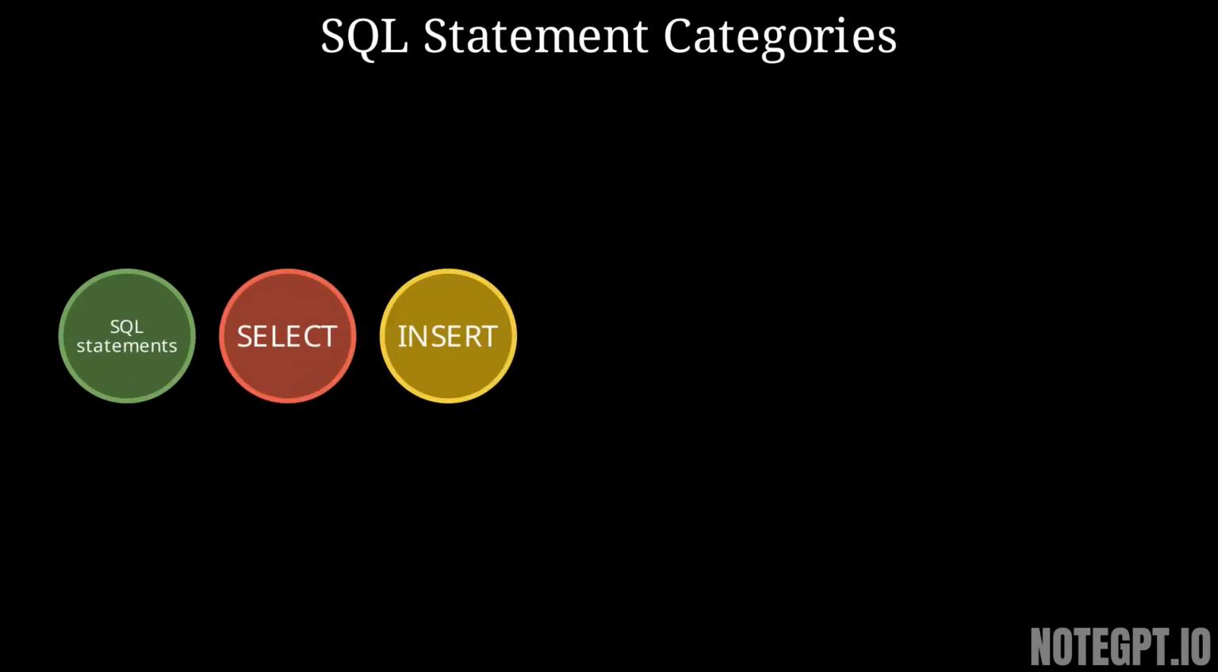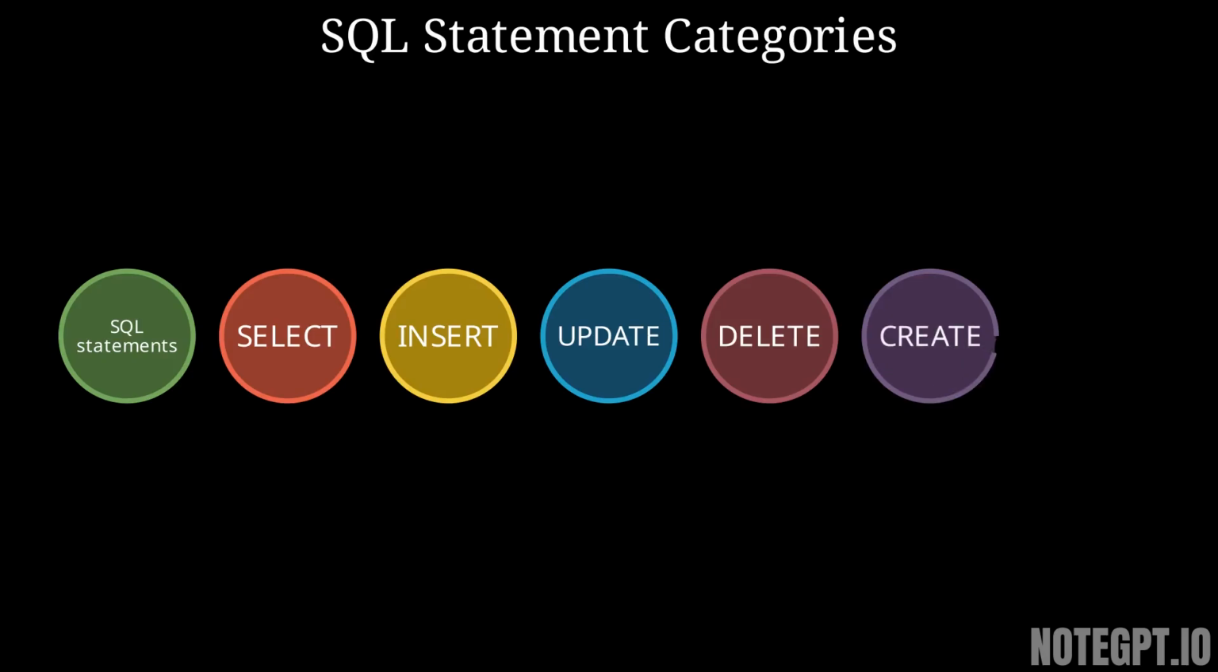The SQL language is composed of 6 basic statement types: select, insert, update, delete, create, and drop. These can be grouped into 3 categories: query, which is select; maintenance, which is insert, update, and delete; and definition, which is create and drop.